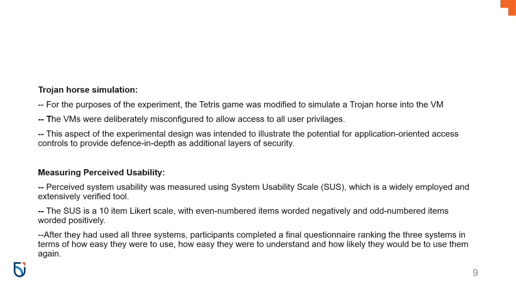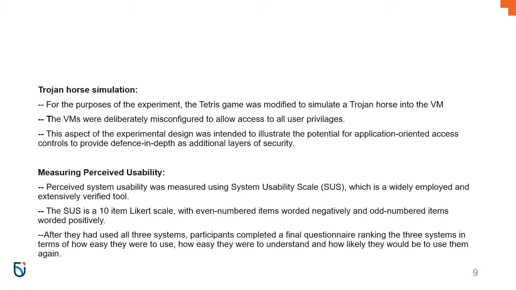Trojan horse simulation. For the purpose of the experiment, the Tetris game, which was downloaded from an unauthorized website, was modified to simulate a Trojan horse in the virtual machine. This modified program attempts to access many resources that the game should not need to. This Trojan horse simulation also attempts to access resources normally protected by discretionary access controls. The virtual machines were deliberately misconfigured to allow access to all these user privileges. This aspect of the experimental design was to check the levels of security of the systems.